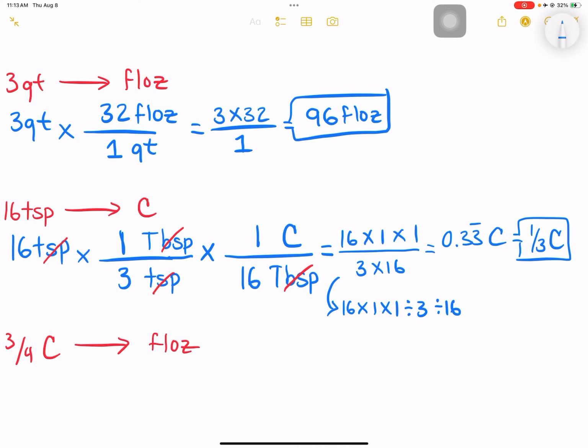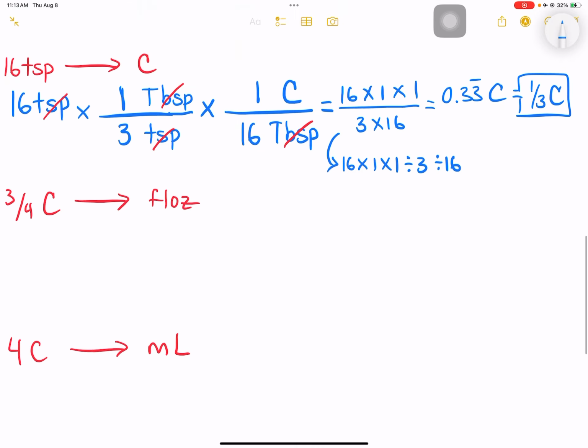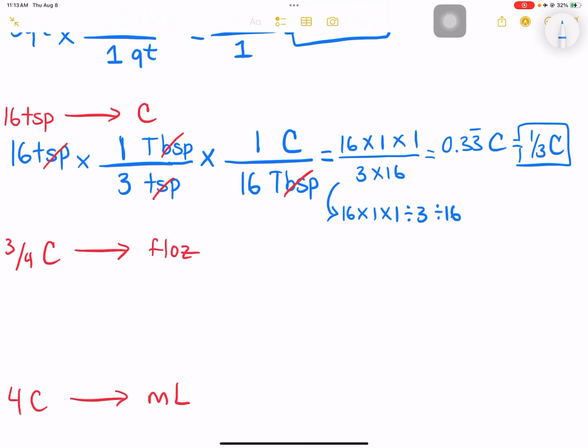Let's go ahead and do the next one: 3/4 of a cup to fluid ounces. Dimensional analysis says we start with the given quantity, 3/4 of a cup, and I recommend you convert this fraction into a decimal. It's easier to start with a decimal when you're doing dimensional analysis. So instead of saying 3/4 of a cup, I'm going to start with 0.75 cups.